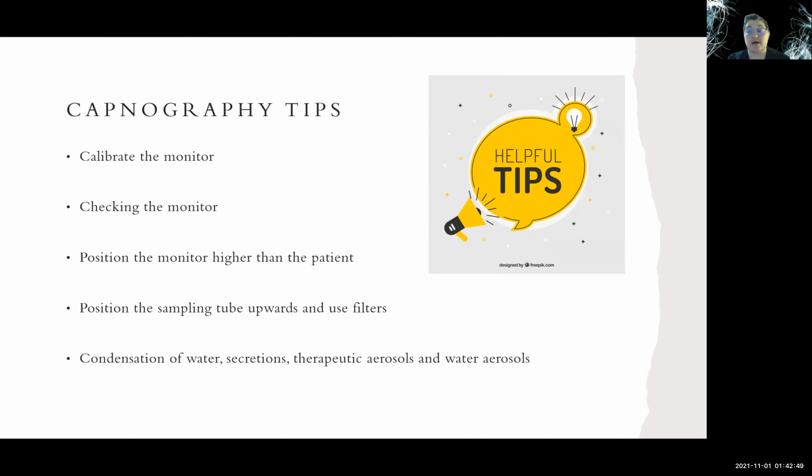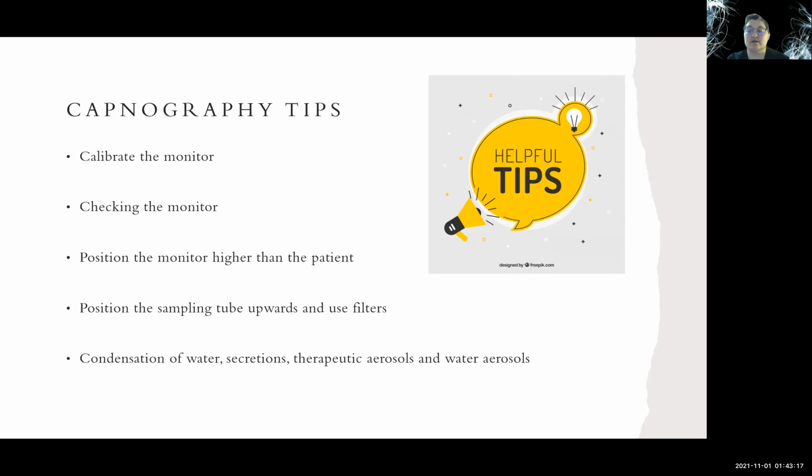Now, we sometimes can have a partial obstruction, maybe a droplet of water. This can still alter our waveform. Even leaky sampling tubes can lower our PetCO2 or end-tidal CO2 measurements. So again, always checking to make sure that the monitor is functioning properly is going to be one of the key points when utilizing capnography.